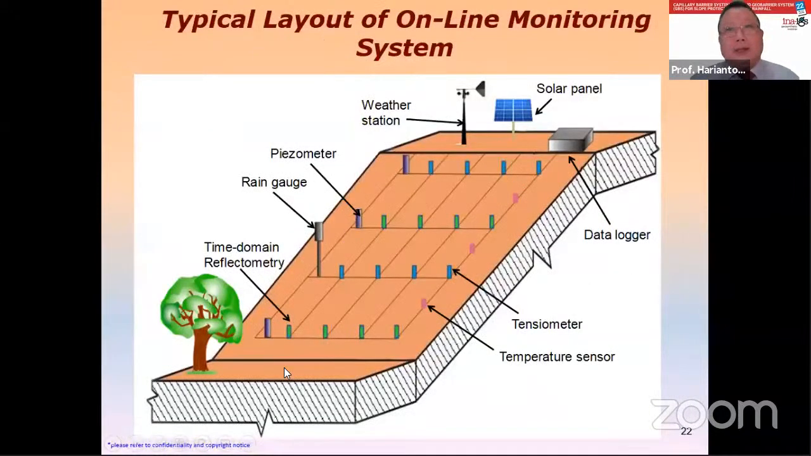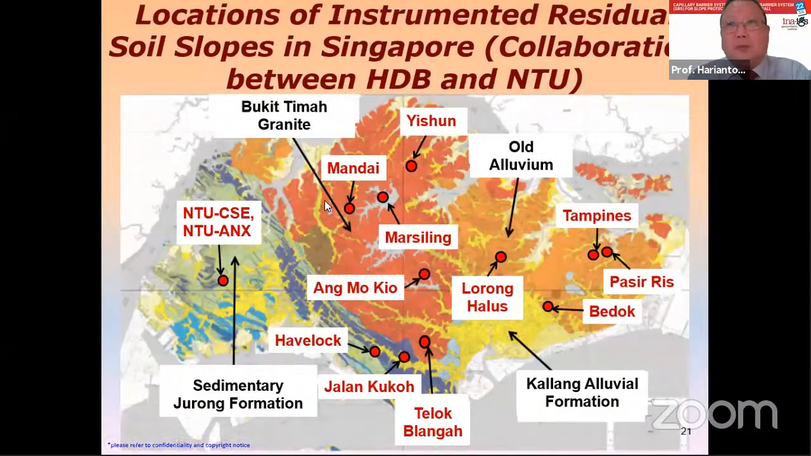So these are typical setups for instrumented slopes. We have basically tensiometers to measure negative pressure, piezometers to measure water pressures, positive pressure and water table, and also a weather station, all hooked up to a data acquisition system and run by solar panel. So these are all the instrumented slopes all around Singapore.